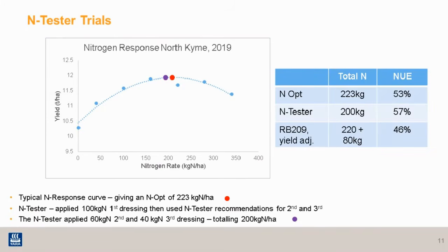So again, if we compare that to the RB209, which had the yield adjustment, so we had an extra 80 kilos for that yield adjustment, that was coming out at 46% efficient. The N-opt was 53, and then the N-Tester was 57. So we got an 11% nitrogen use efficiency increase from using the N-Tester.